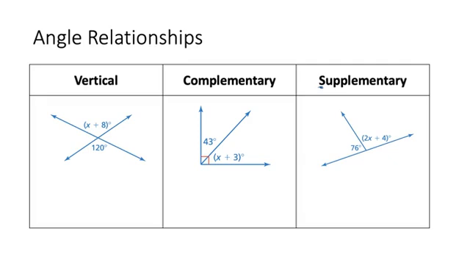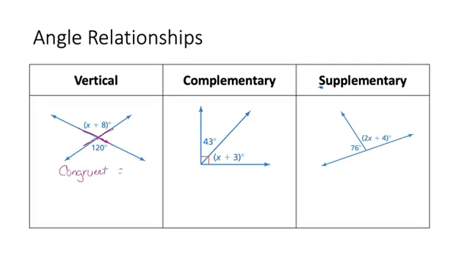So here we have vertical. Now vertical angles, if you remember way back when, if you look here, they kind of make this little V. They're across from each other. They make a V and they point to each other. They are what we consider congruent. Now, if you don't remember what congruent is, congruent angles are angles that are equal.